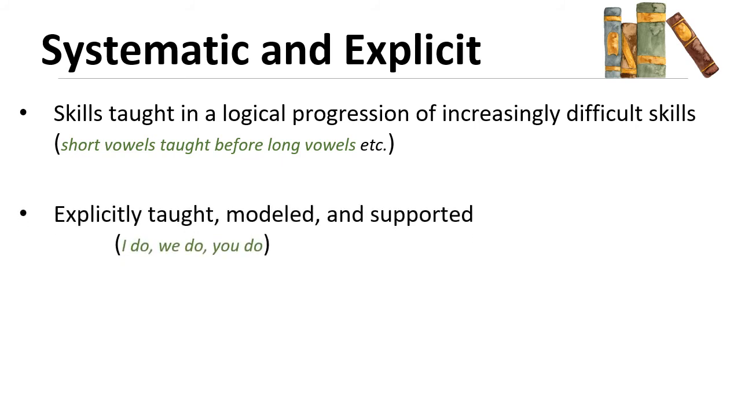Explicit means that we are clearly explaining it to students. We're directly teaching it, we're modeling it, and then we're having the students do it and we're supporting them. So you can think of this as the I do it and I show you, we do it together, you do it on your own with support.